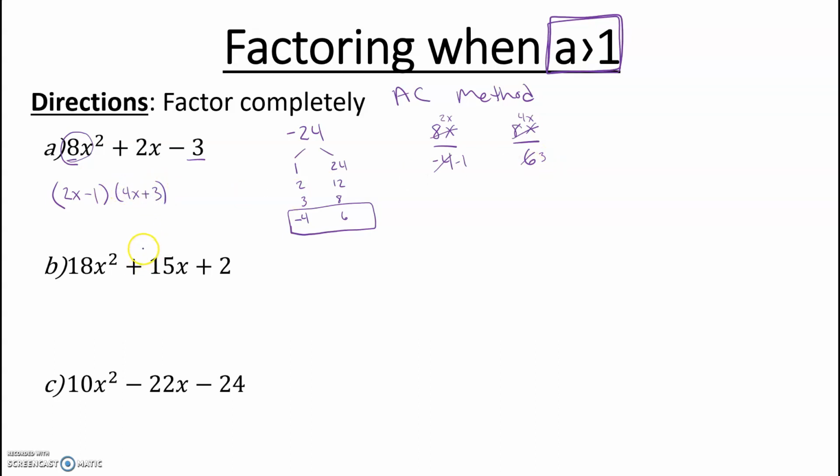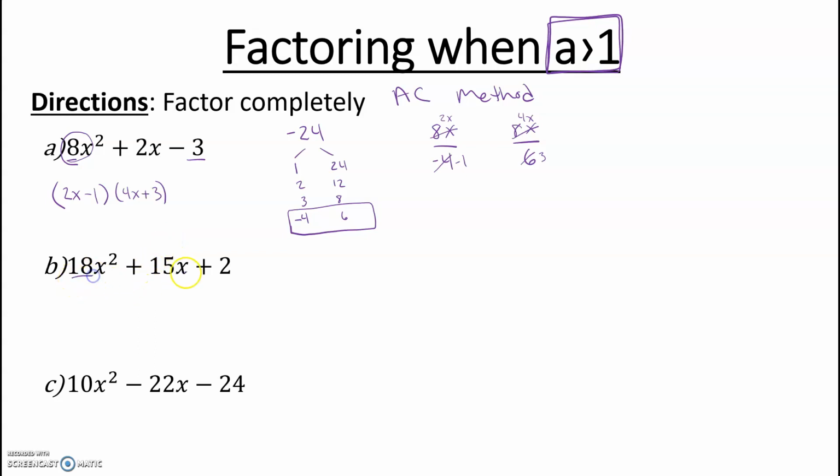I highly, highly, highly recommend checking your work, even if it's just a mental check. 2x times 4x is 8x squared. We have 6x minus 4x leaves me at 2x. And then negative 1 times 3 is negative 3. So it just takes a quick spot check. Make sure that it works.